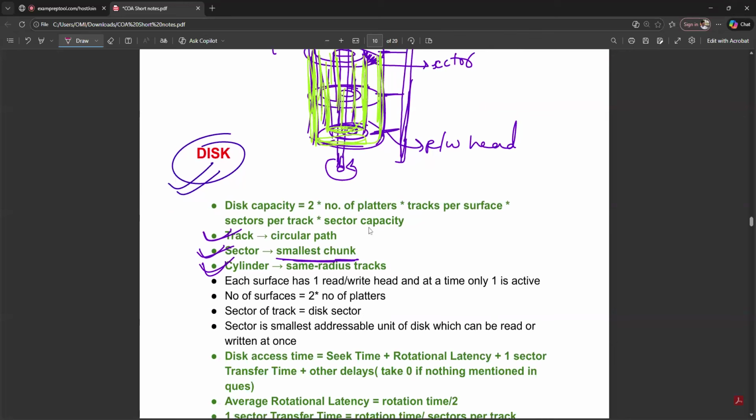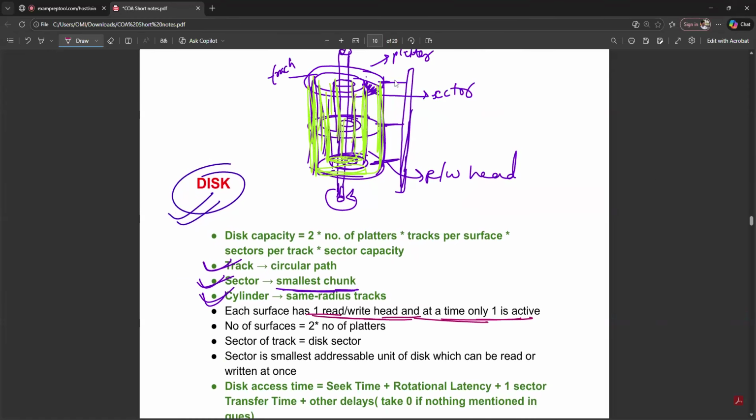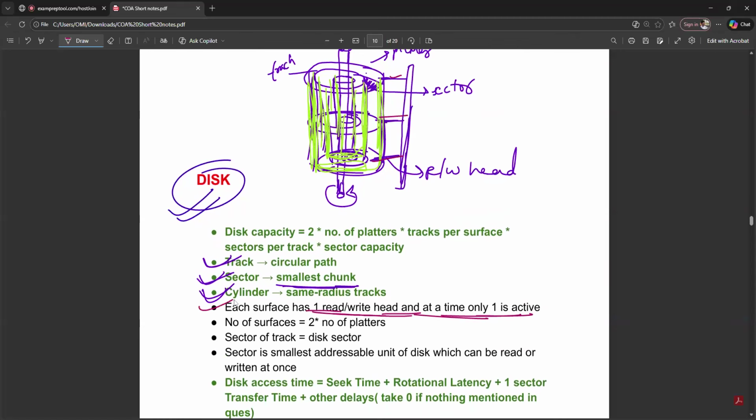Okay. Each surface has one read head, and at a time only one is active. See here, each surface has one head, and only one can be active at a time. Now next point: total number of surfaces is equal to 2 into the number of platters. Let's say 3 platters, so one front and one back, so 2 into number of platters. Now what is the sector of a track? Sector of a track and disk sector are both the same. Got it?